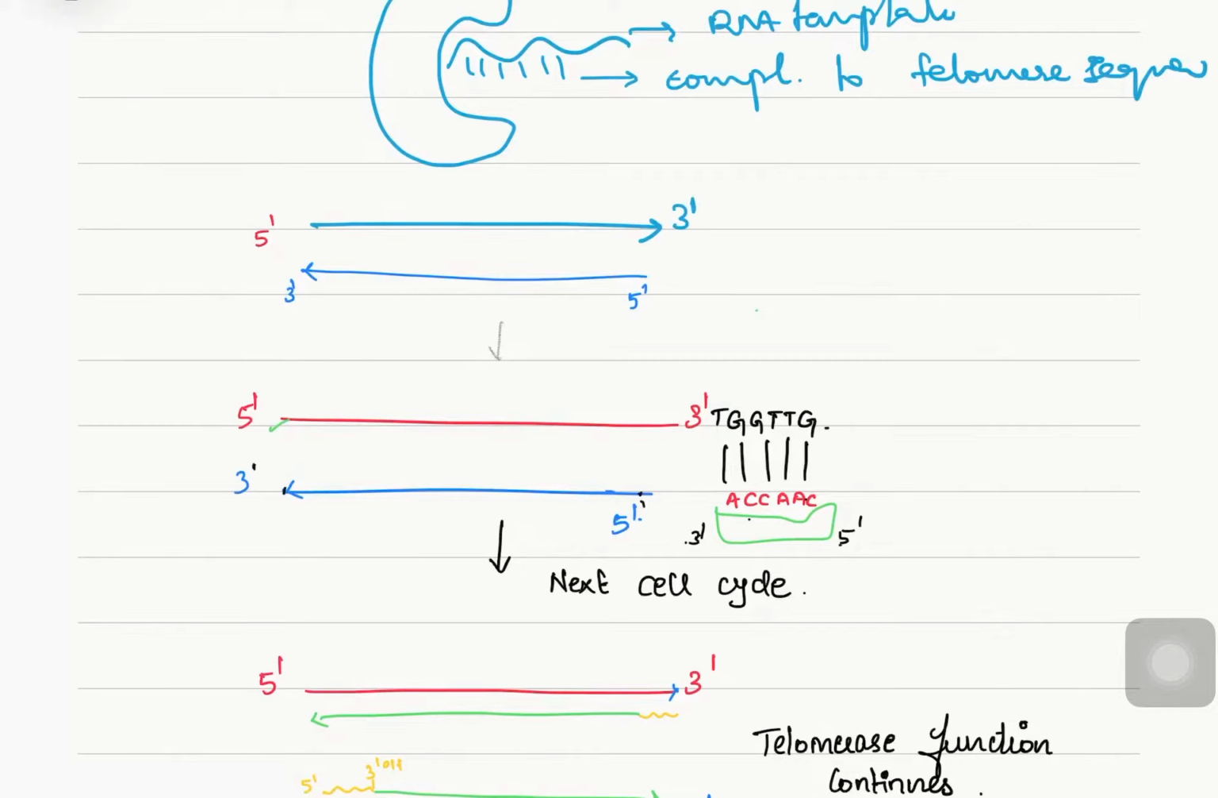So now this telomerase will come and bind at the telomere site. So now this site, which I have enlarged here, has the sequence TTGG, TTG. So now this telomerase will come and form complementary bases at this site.